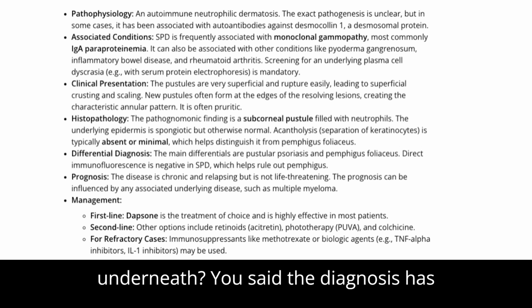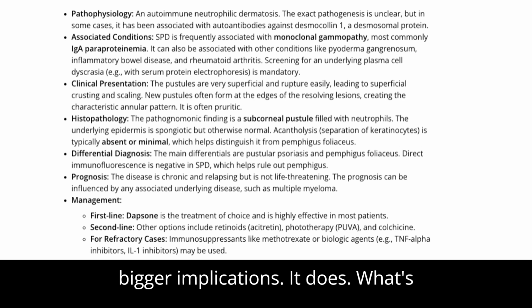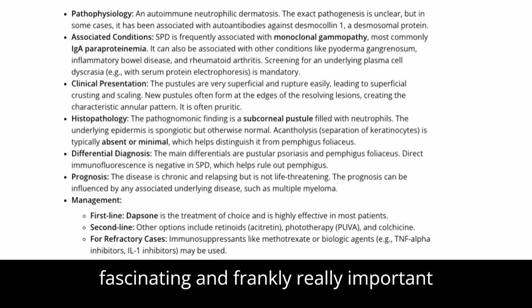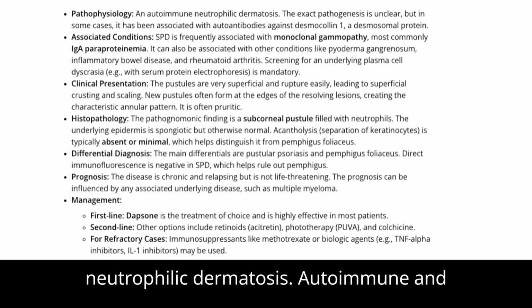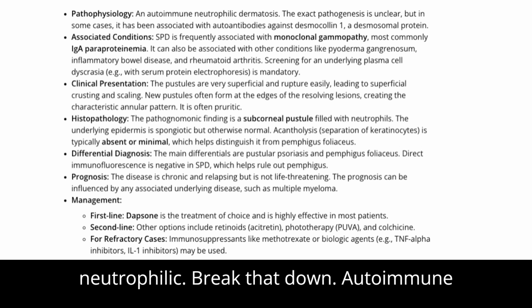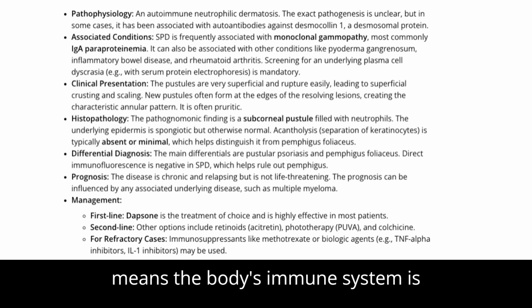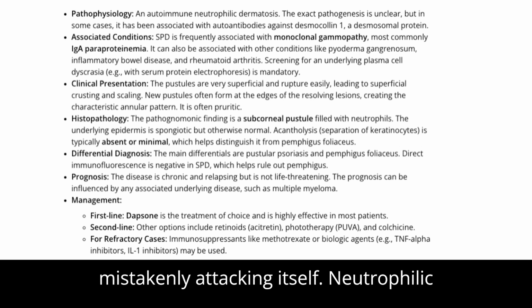But what's going on underneath? You said the diagnosis has bigger implications. It does. What's fascinating, and frankly really important clinically, is what SPD is. We classify it as an autoimmune neutrophilic dermatosis. Autoimmune and neutrophilic. Break that down. Autoimmune means the body's immune system is mistakenly attacking itself.